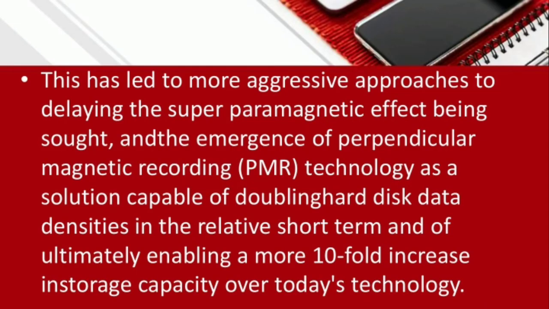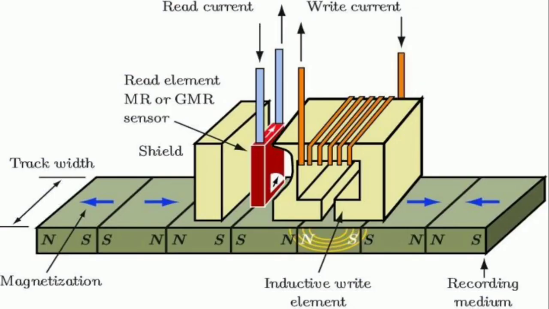This has led to more aggressive approaches to delaying the superparamagnetic effect being sought, and the emergence of perpendicular magnetic recording, that is PMR technology, as a solution capable of doubling hard disk data densities in the relatively short term and of ultimately enabling a more than tenfold increase in storage capacity over today's technology.